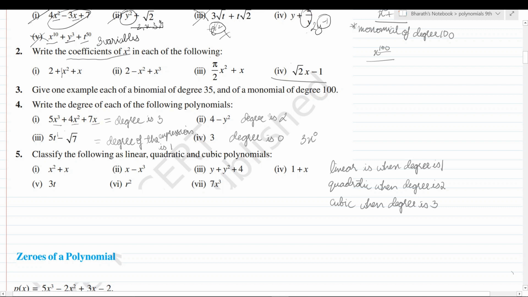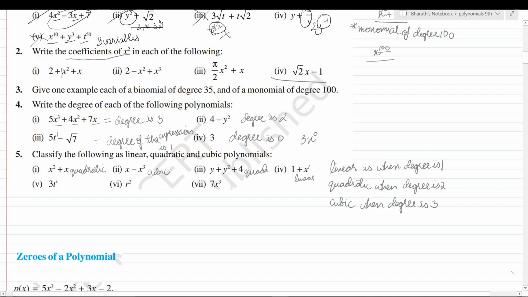The highest power in this first question is 2, so it's quadratic. Second question, the degree is 3, so it's cubic. Third question, the degree is 2, so it's quadratic. Fourth question, there is no power at all, so let's assume there is a power 1 and this is linear.